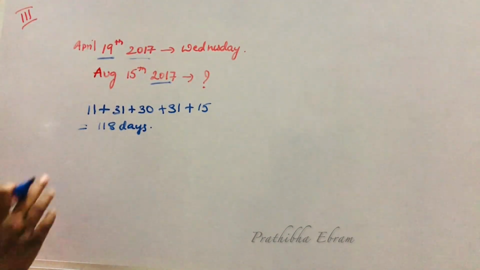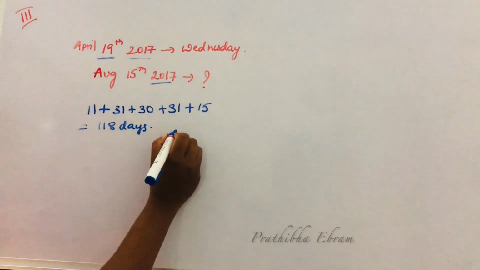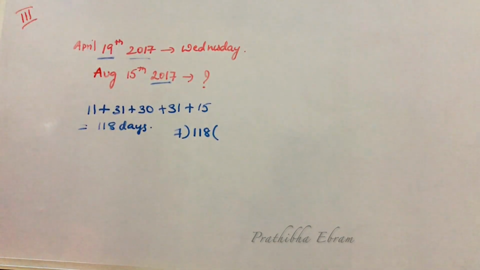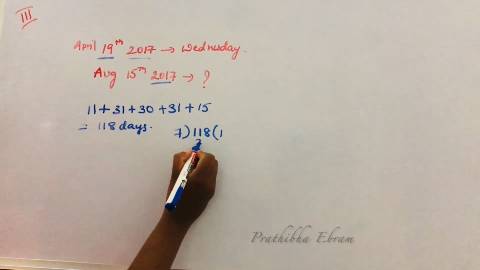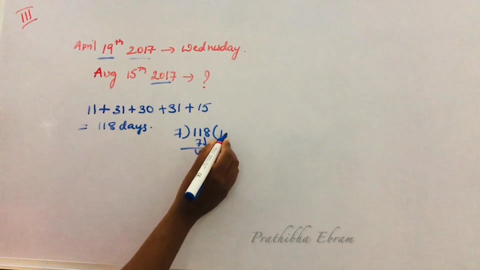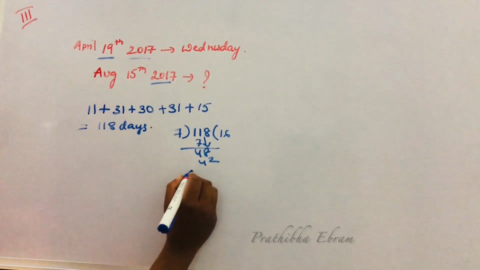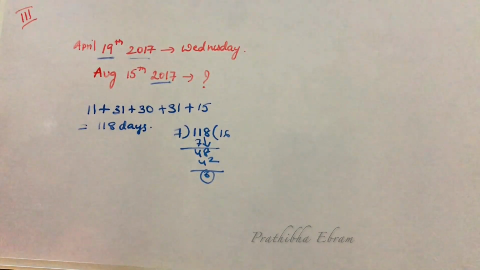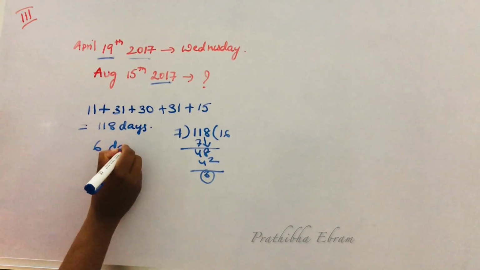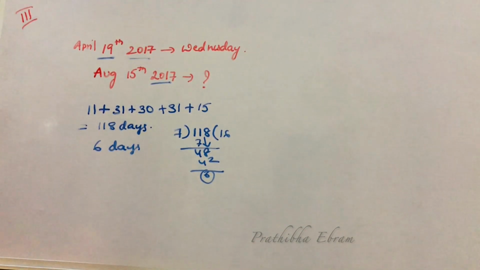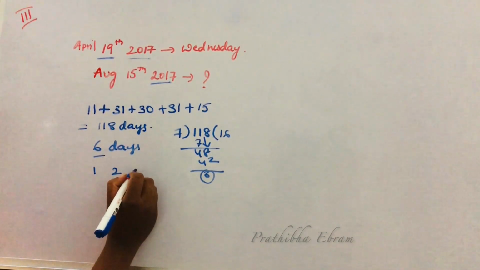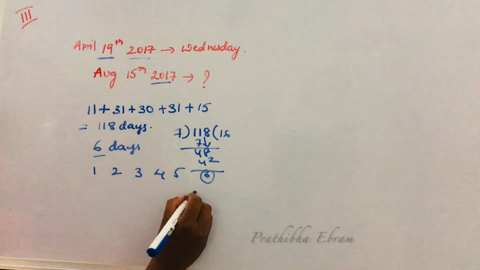Okay. Now, after you get these days, you have to divide them by 7. Okay. Now, 7 1s are 7, remainder is 4, and then 7 6s are 42, and remainder is 6. Okay. Now, here you got 6 as remainder. Now, we call it 6 days. Okay. Now, we have 6 days, right? So, we can write it like 1, 2, 3, 4, 5 and 6, right?